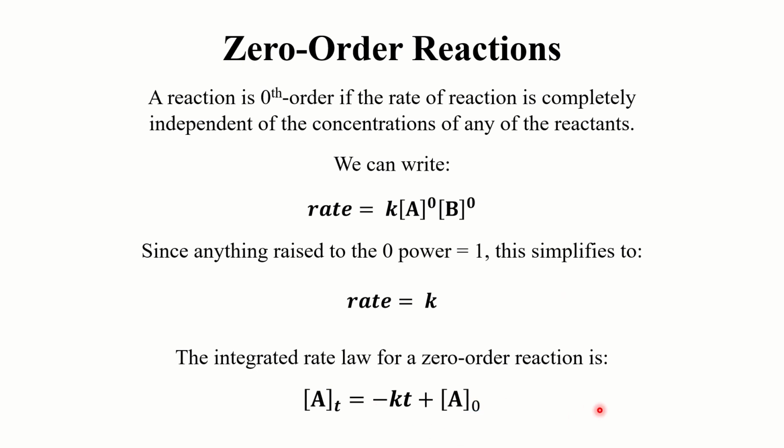Again, pretty similar to those first two. It's got the negative slope like first order does, but now it's just concentration for your y value, and A0 is essentially your y-intercept value.